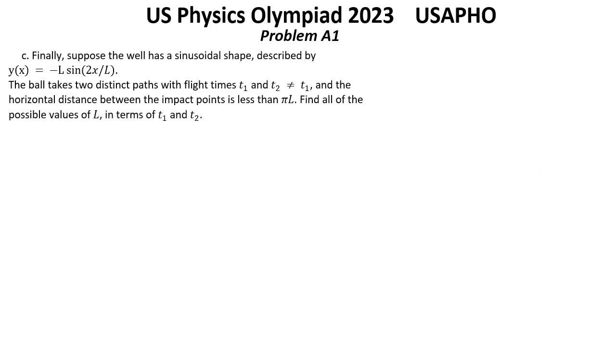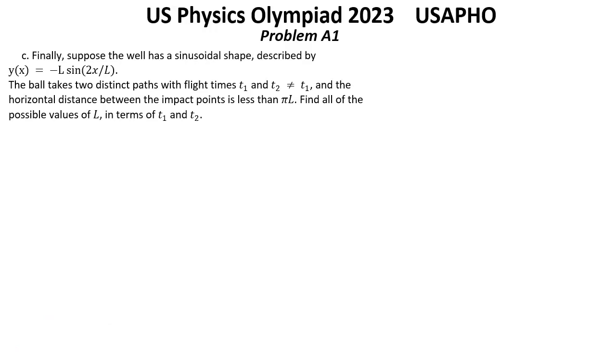Solution for question C. Finally, suppose the wall has a sinusoidal shape described by y as a function of x equal negative L sine 2x over L. The ball takes two distinct paths with the flight times t1 and t2 not equal to t1, and the horizontal distance between the impact points is less than pi L. Find all of the possible values of L in terms of t1 and t2.